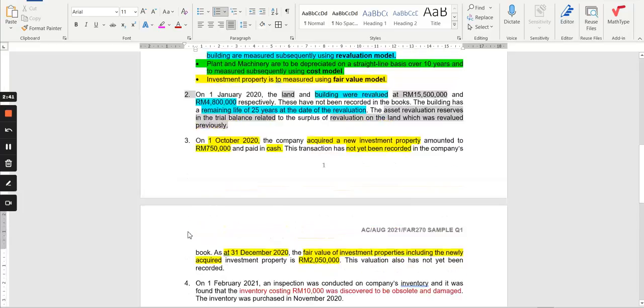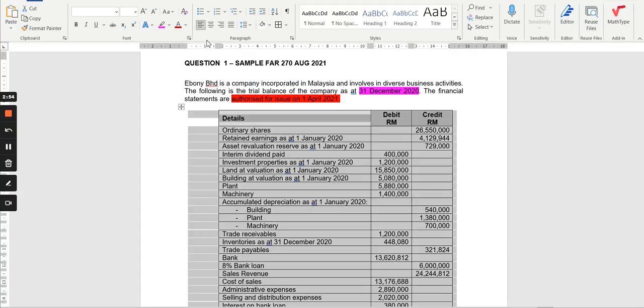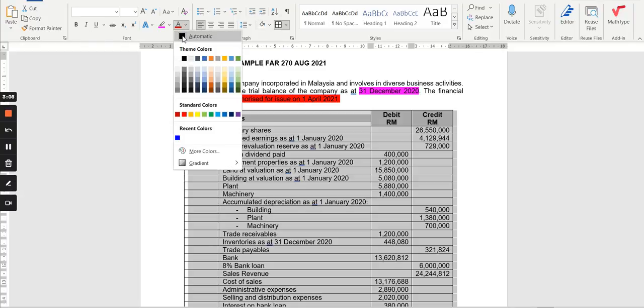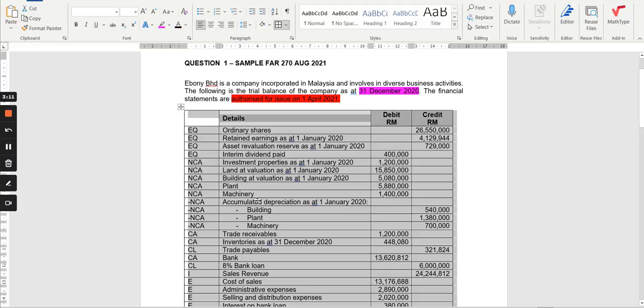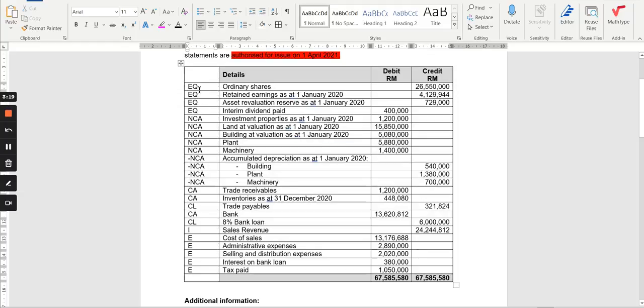However, it is also relevant for those who are interested to learn in detail the step-by-step to prepare published financial statements. So the first thing that you need to do is always to classify, as I've always mentioned in my videos. These are the things that you need to classify. What you need to do when you classify is to classify them according to expenses, income, assets, liabilities, and also equity. If you can see here, I've already classified that for you.